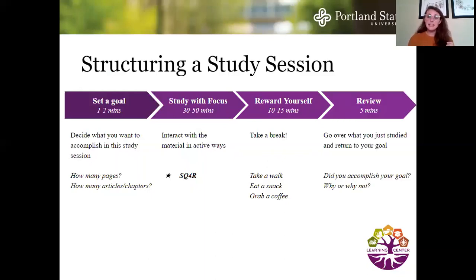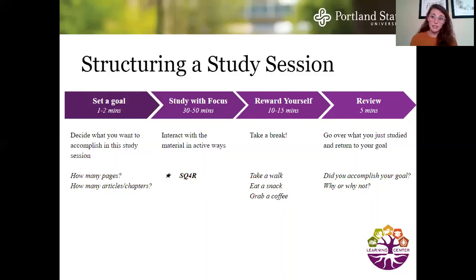And then the last piece is taking a second or 5 minutes to review. So we're going over what we just looked at and we're just checking in with ourselves. Did I accomplish my goal? And if we set like a SMART goal that was measurable in some way, then we should be able to kind of check off, yes, I got it done, or no, I didn't. And then we're asking the question, well, if I didn't accomplish my goal, why or why not?